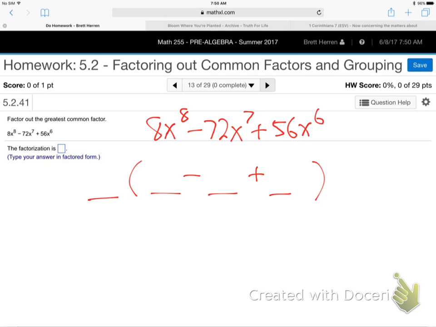Here's your calculator, if you don't remember all those particular times table numbers.